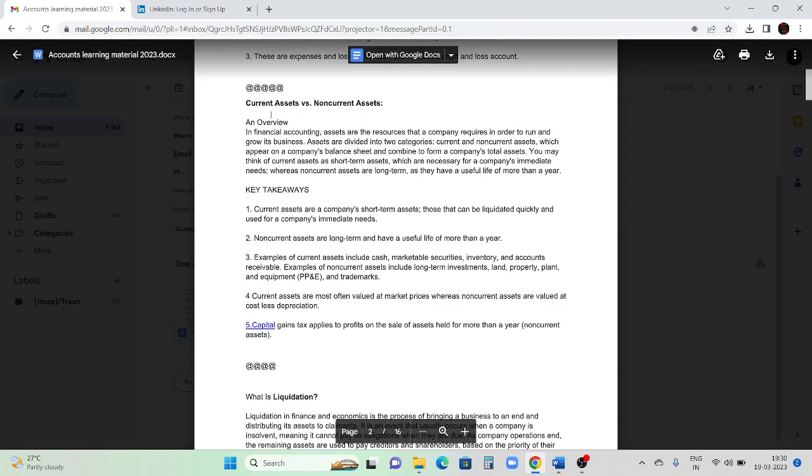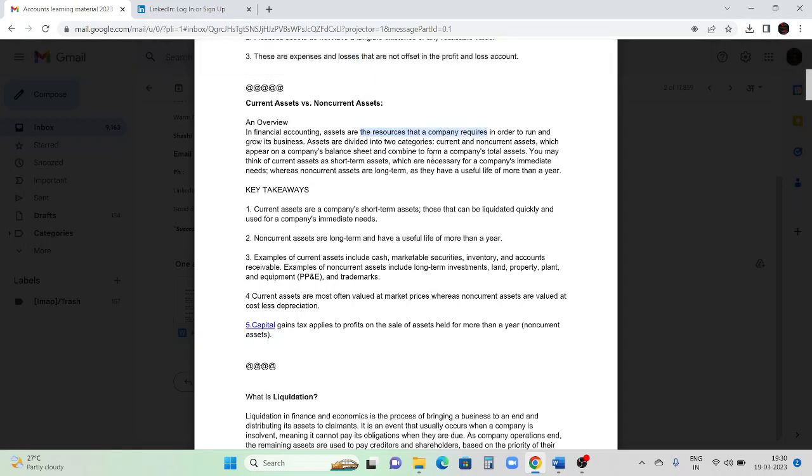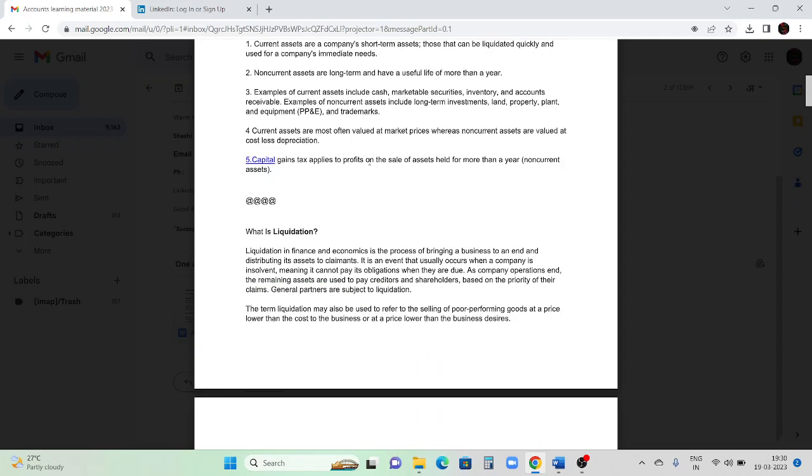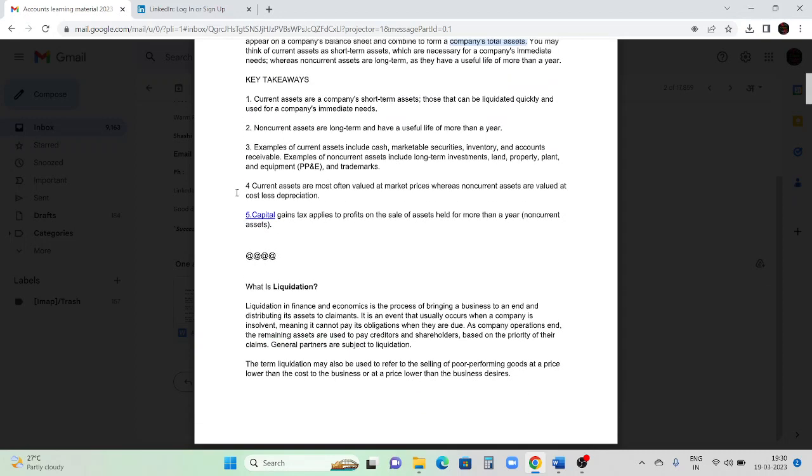So here an overview has been given on current assets. Assets are the resources that a company requires in order to run and grow the business, and they are divided into two categories: current and non-current, which appear on a company's balance sheet and combine to form a company's total assets. Current assets are most often valued at market price, whereas non-current assets are valued at cost less depreciation. Then, capital gains tax applies to profit on the sale of assets held for more than a year.